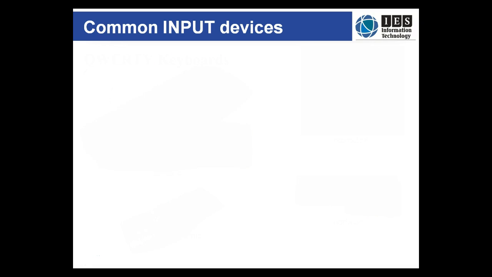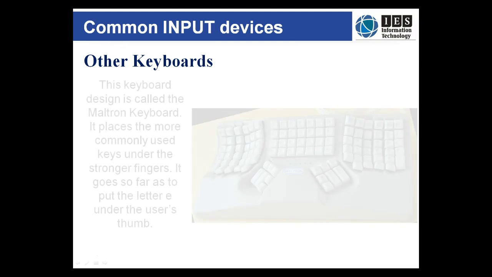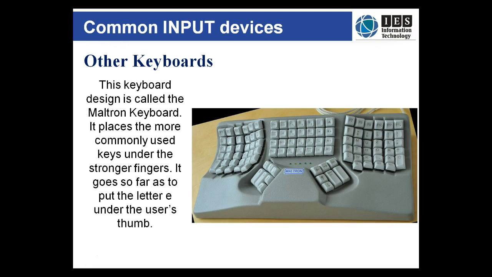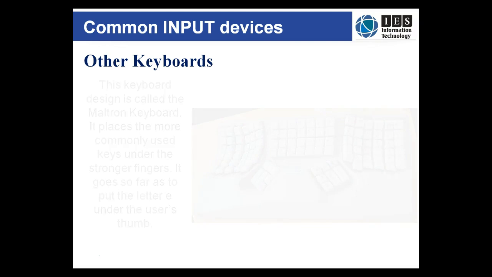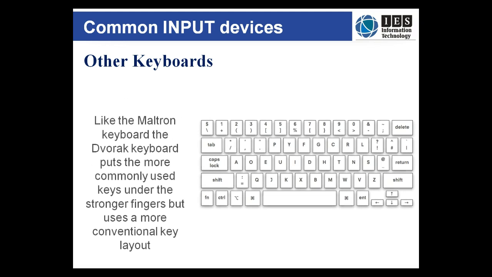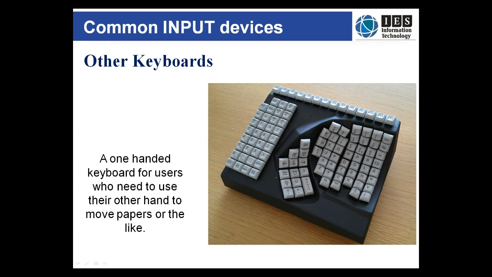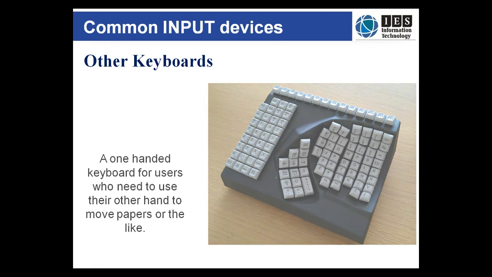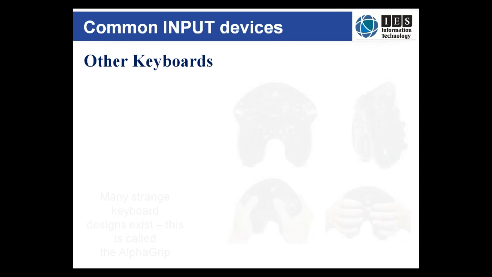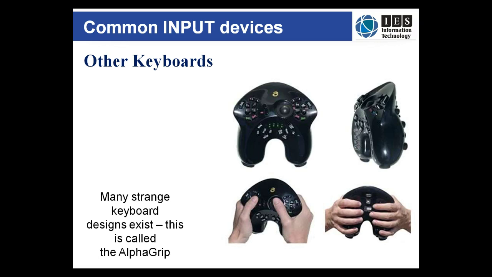Other keyboard layouts exist, such as the Maltron keyboard, with its ergonomic design and more frequently used keys under the strongest fingers, or the Dvorak keyboard, which simply remaps the standard keyboard layout to be more efficient. Specialist keyboards exist, like the one-handed keyboard shown here, and even quirky keyboards like the AlphaGrip, which has the user's hands holding it like a console controller.